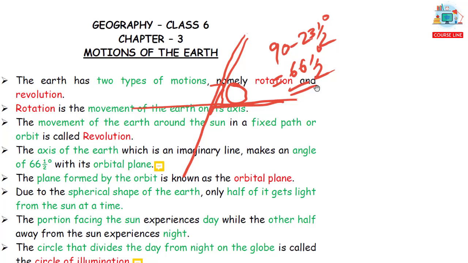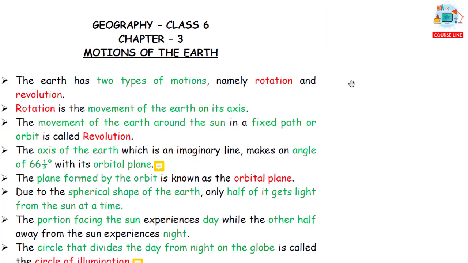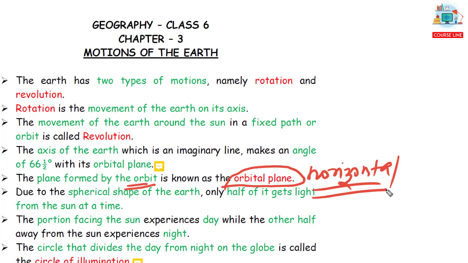Our theory. The next line says the plane formed by the orbit is known as orbital plane. We have seen the plane formed by the Earth's orbit is orbital plane, and it is horizontal, purely horizontal. Okay, and Earth's axis is not purely vertical, it is tilted by an angle 23.5 degree.